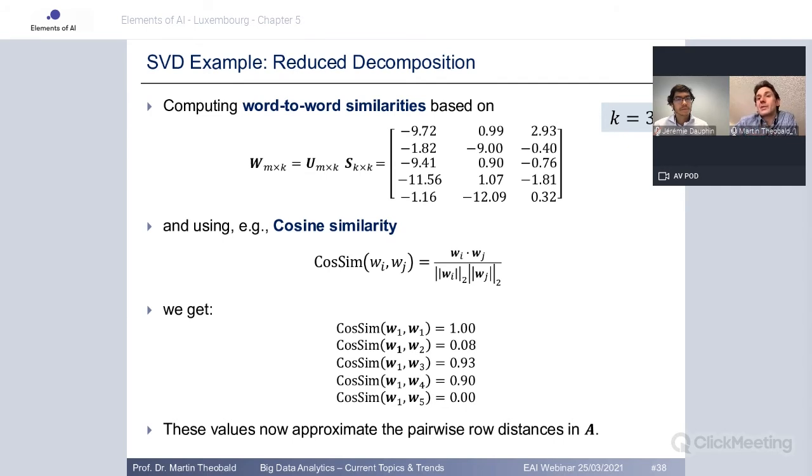The first one, the left, the U matrix, would basically represent the terms. The right-hand matrix would represent the documents mapped into this latent space here. If we compute similarities for words, we could get something like this here in the end.